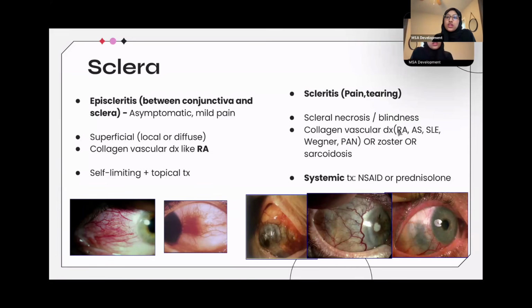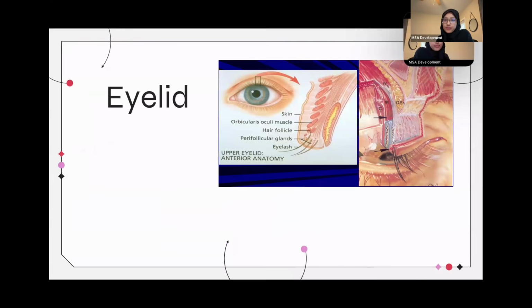Again, it is associated with systemic disease like rheumatoid arthritis, SLE, lupus, Wegener disease, polyarteritis nodosa, zoster, sarcoidosis. Anything inflammatory, vasculitis, systemic, can cause these two. Nothing specific that you need to know. Just remember it can cause that.